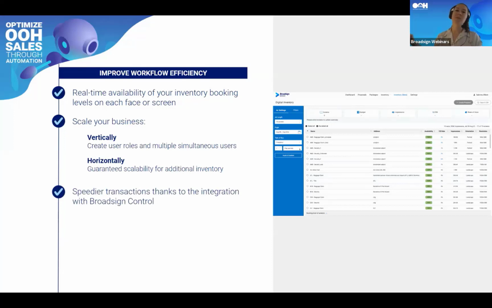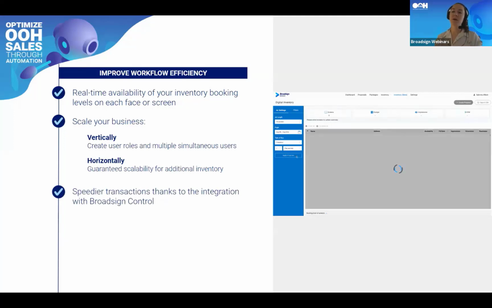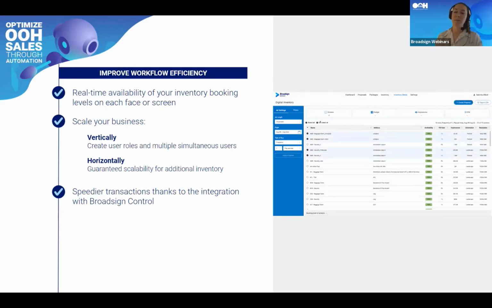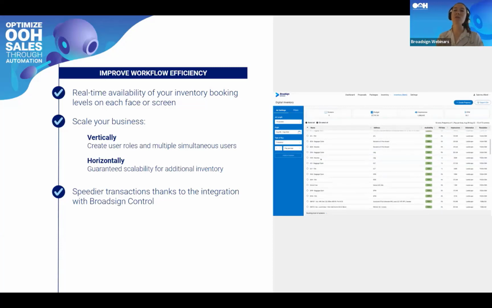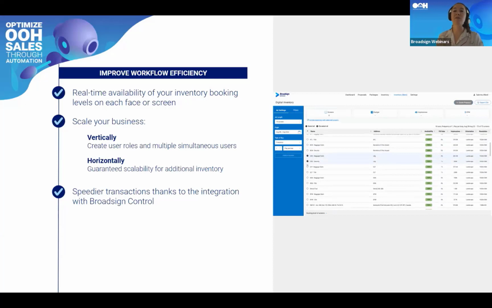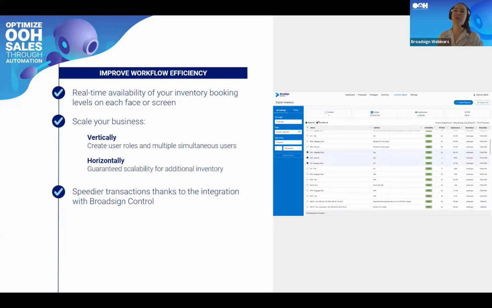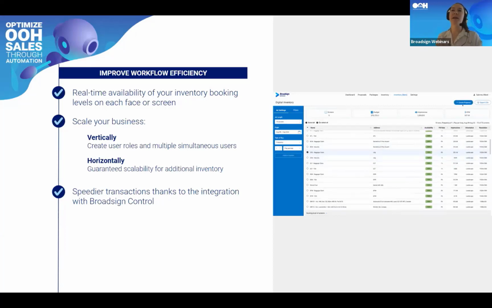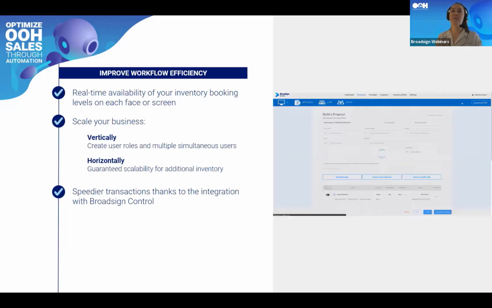We also, obviously, thanks to Broadsign Control, which is our CMS, have speedier transactions because as soon as you complete a contract in Direct, it flows to Control directly within seconds, and that allows you to fill the gap in communication or information when you go from your sales process to your scheduling process. And that's really something to take into account. It really saves a lot of time.